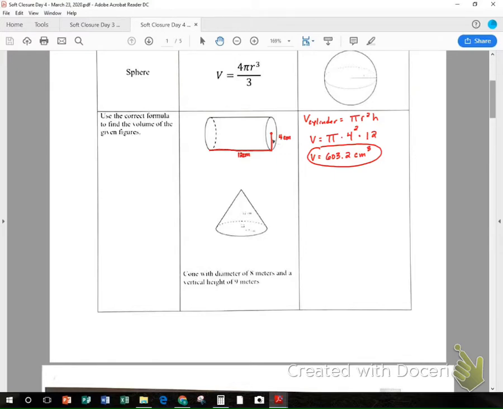They're all the same. The only difference is sometimes, instead of giving you the radius, it gives you the diameter. So if it gave you the diameter here, it would be 8, and you'd have to cut it in half before you used it. Yeah? So that's the only thing that might be tricky on these.